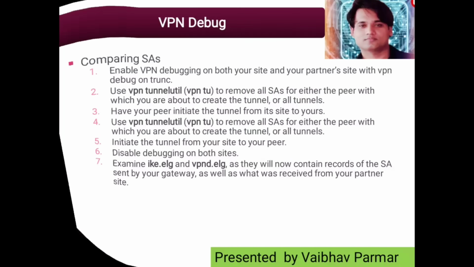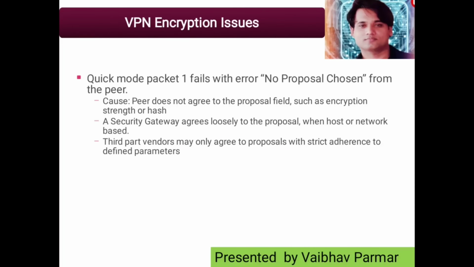Now let's talk about some classical examples of encryption issues. A typical issue with encryption is when quick mode packet 1 fails with the error "no proposal chosen" from the peer. This failure is usually caused when a peer doesn't agree to the proposal field, such as encryption framework or a hash. A security gateway agrees loosely to the proposal when it is host or network based. Third-party vendors sometimes only agree to these proposals with strict adherence to their parameters.